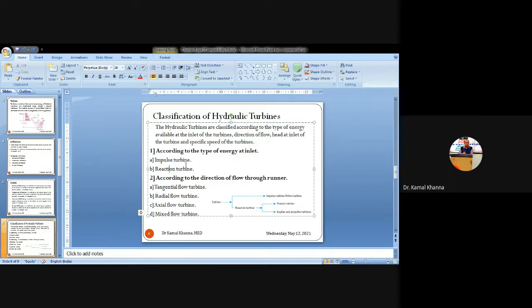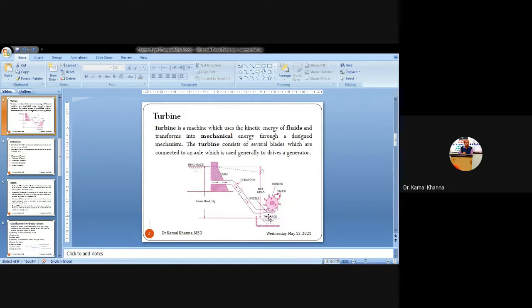Second is how you're classifying the hydraulic turbine. Second is according to the direction of flow through the runner. That is, how the water is flowing through the runner. First is the tangential flow. In this figure we can see the water is striking along the tangent of that runner. So what is the runner? That is the central portion of the turbine where the shaft is rotating. This central portion is called the runner, which is installed on the shaft.